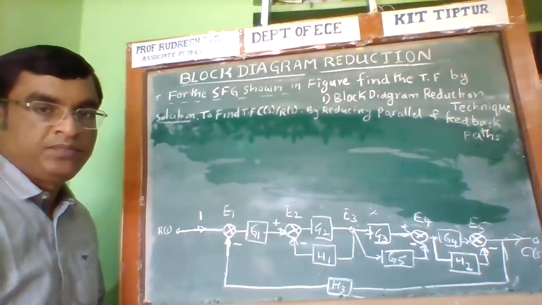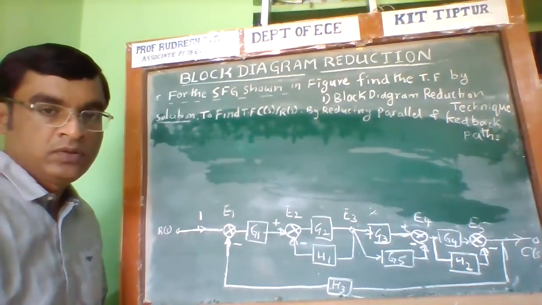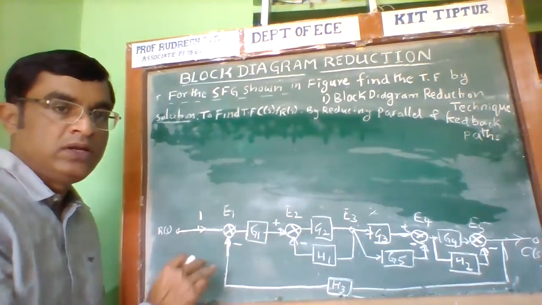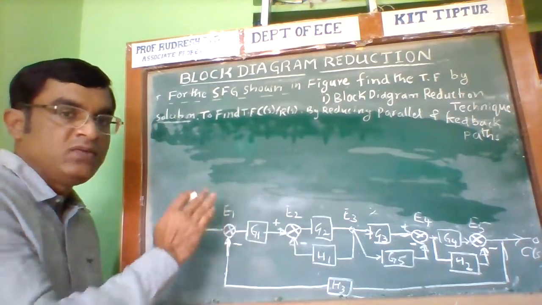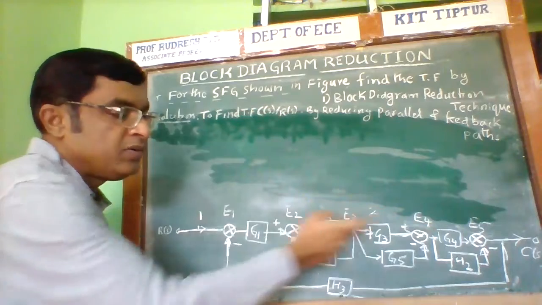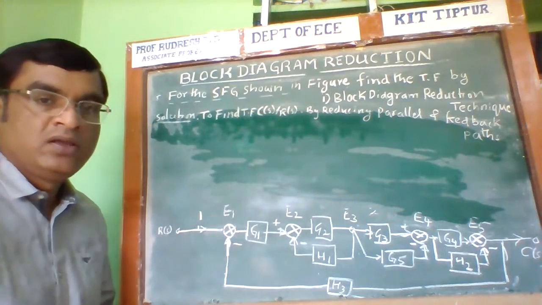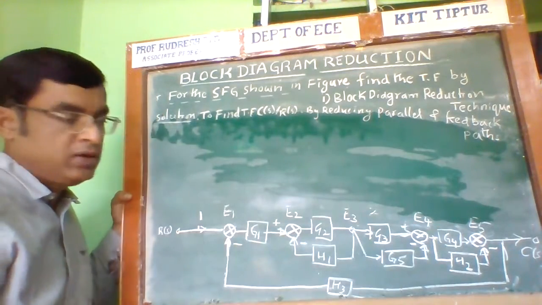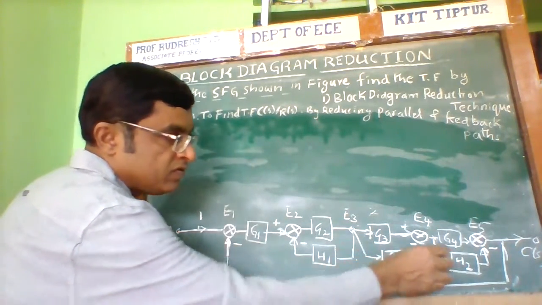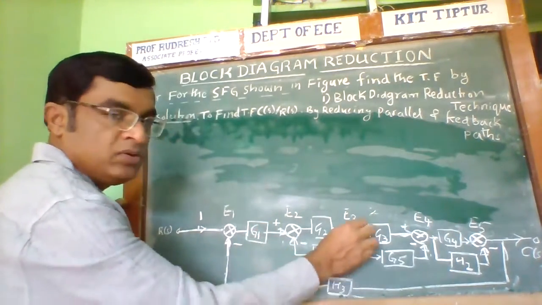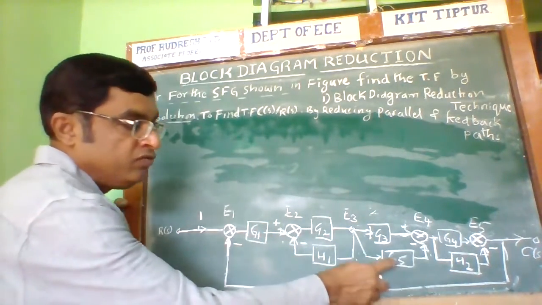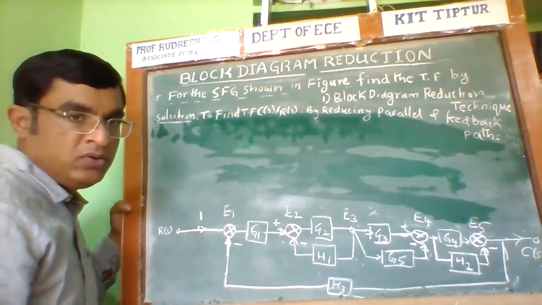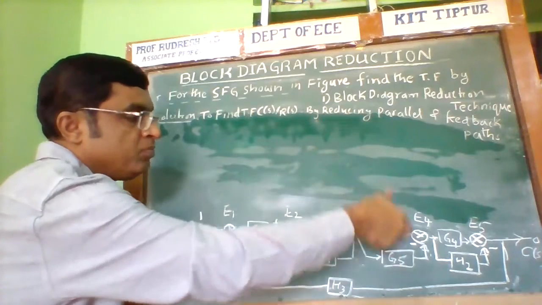Once we represent the signal flow graph in the block diagram form, then find the overall gain or transfer function C(s) divided by R(s) by applying the rules of block diagram algebra. Here, after inspection of the block diagram, this is the feedback path. H1 is the feedback path, and G5 and H2 are the feed forward elements.